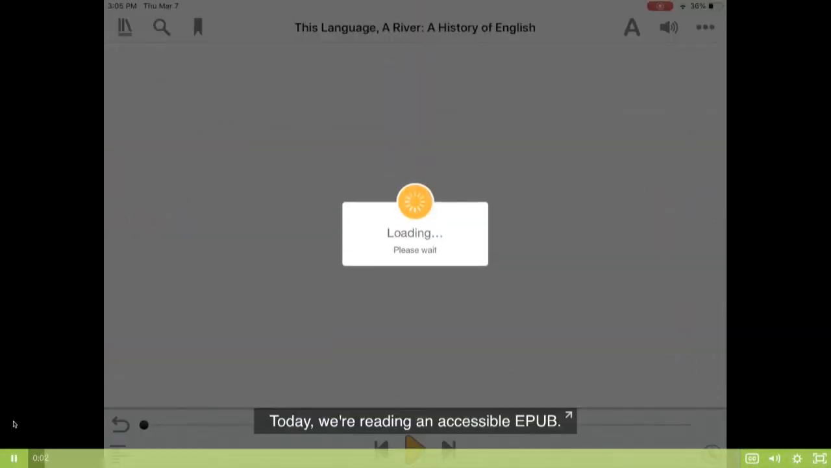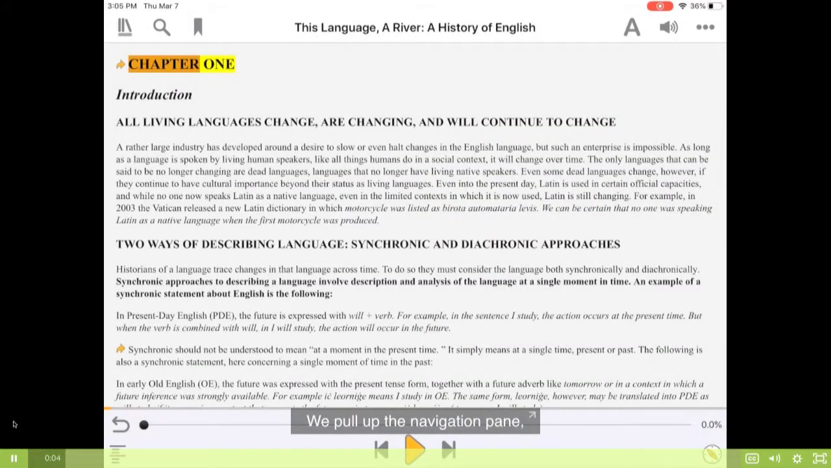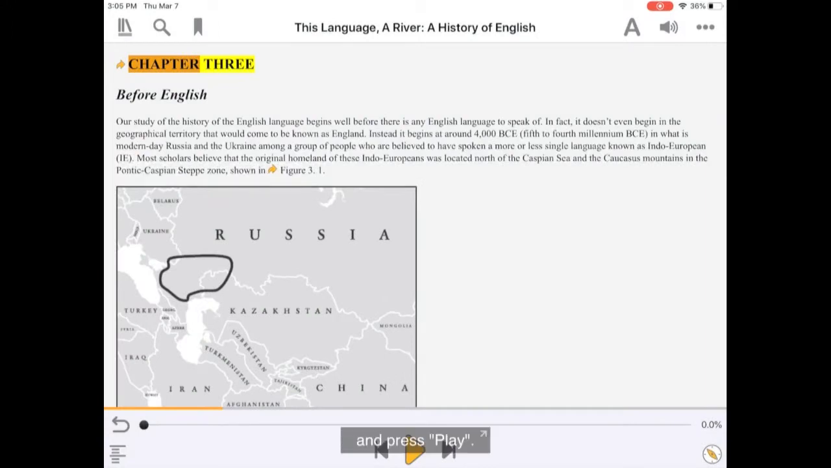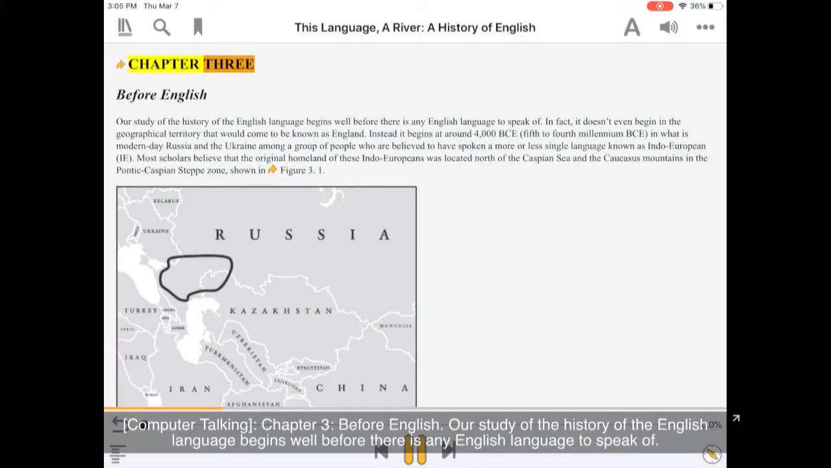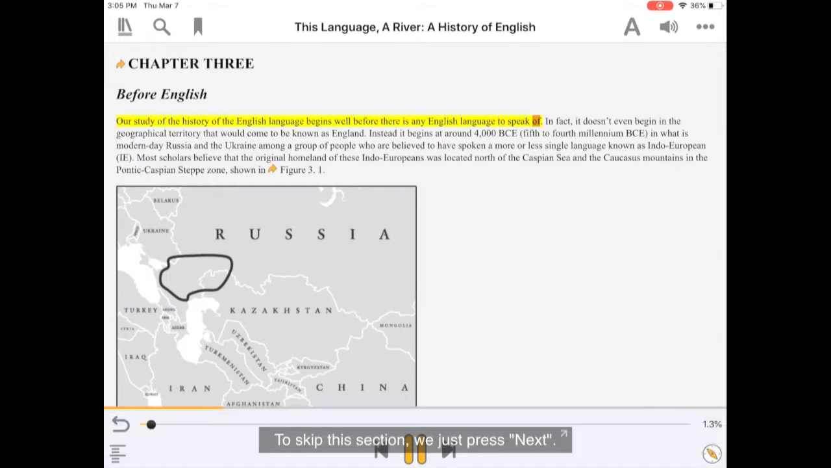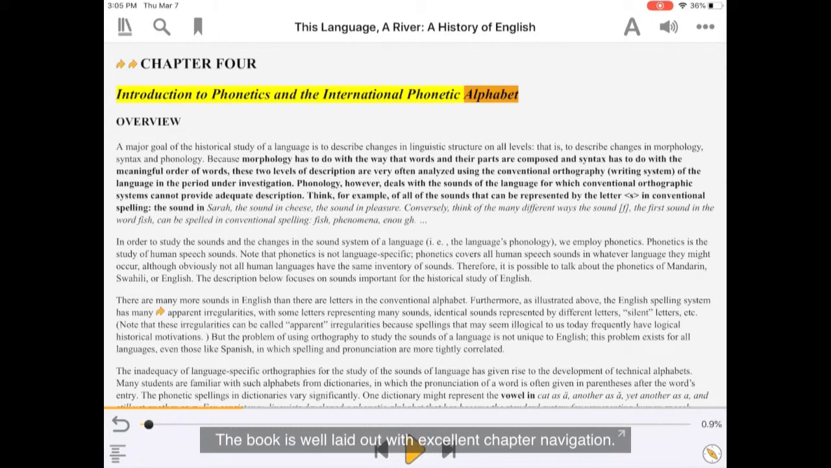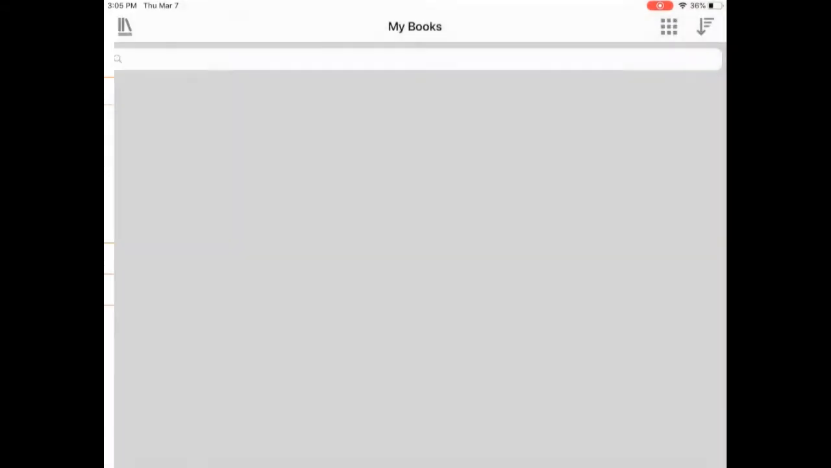Today, we're reading an accessible EPUB. We pull up the navigation pane, select a chapter, and press play. Chapter 3. Before English. Our study of the history of the English language begins well before there is any English language to speak of. To skip this section, we just press next. Chapter 4. Introduction to Phonetics and the International Phonetic Alphabet. The book is well laid out with excellent chapter navigation.